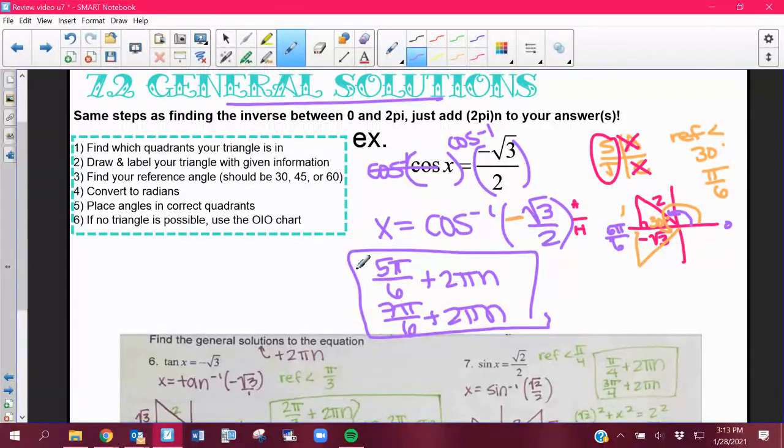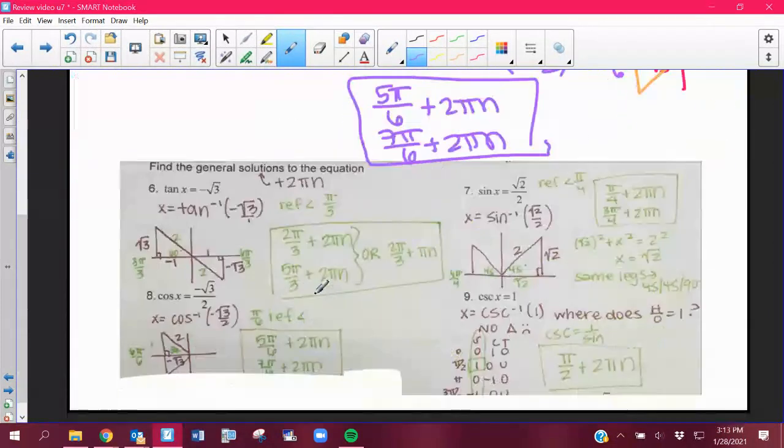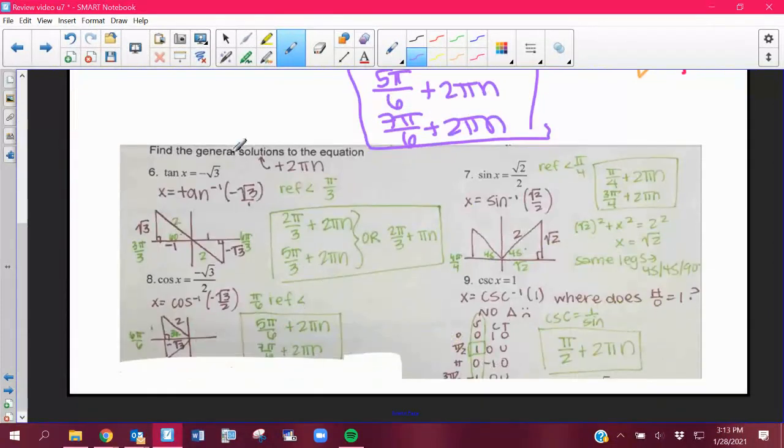So if you need to find another one that would be in the solution, you can either add or subtract 2 pi from each of these angles until you find the next solution. Again, this is just coterminal. That's all that the general solutions are saying. So again, we have some other solutions down here.